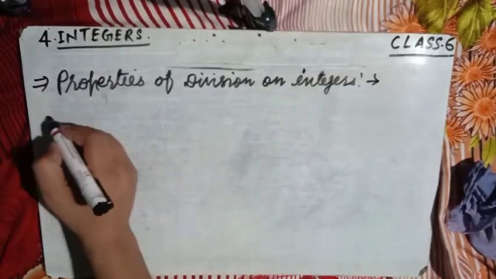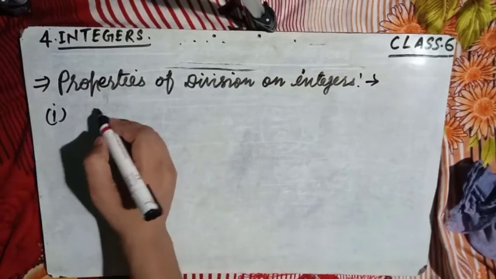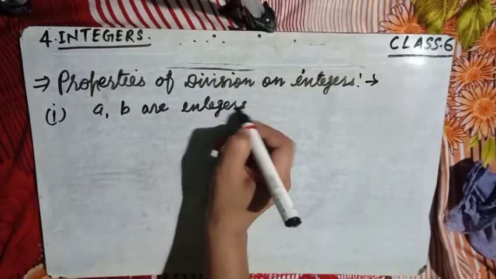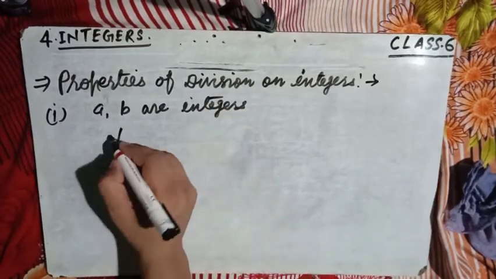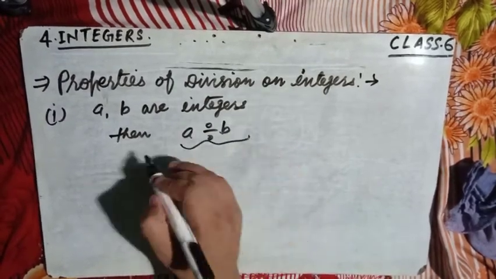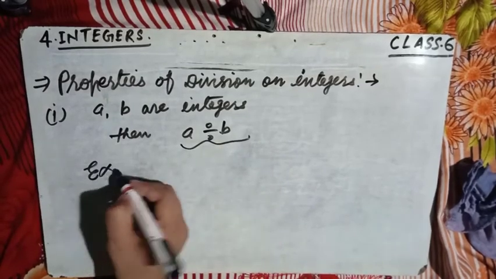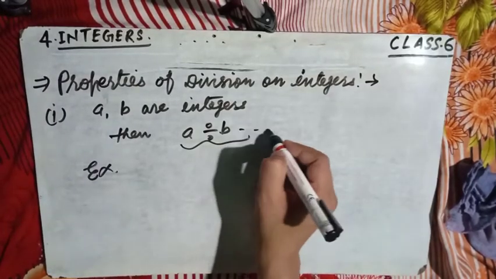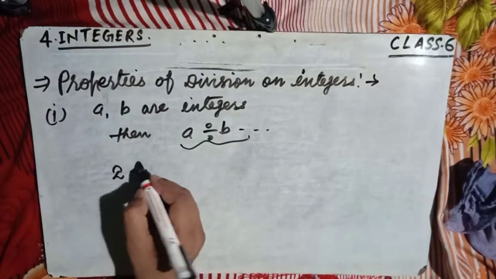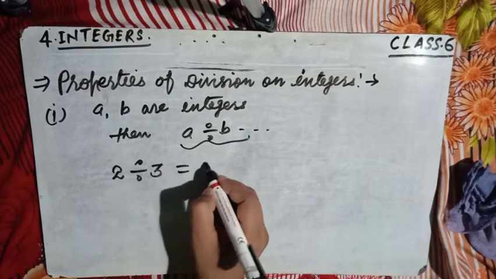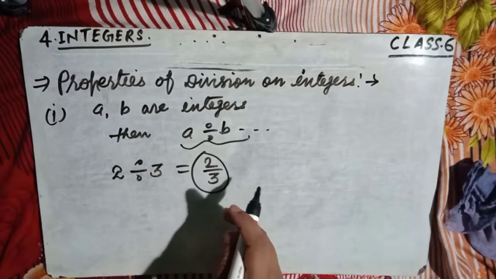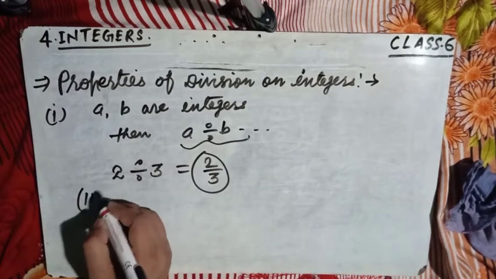First, if a and b are two integers, then a divided by b is not necessarily an integer. Why? Let us see the example. Suppose 2 divided by 3. Have a look. So 2 by 3 is not a member of the integers. Now see the next point.